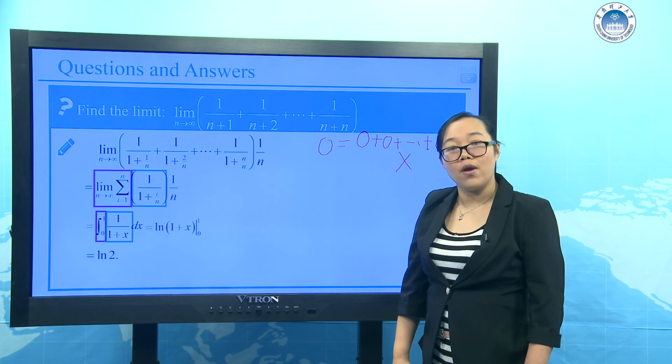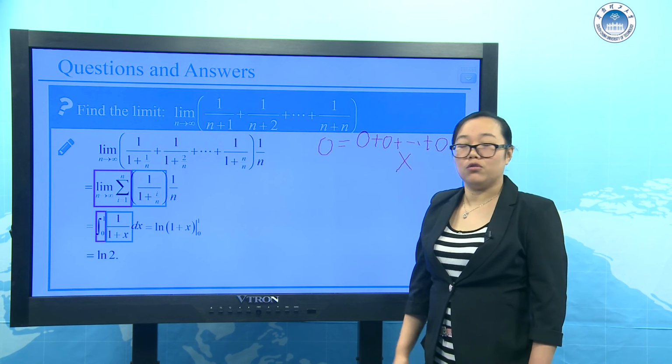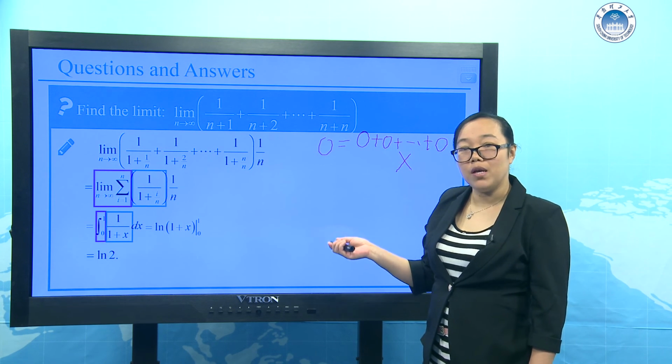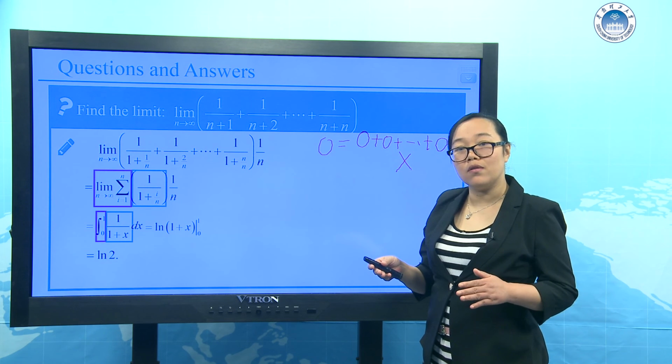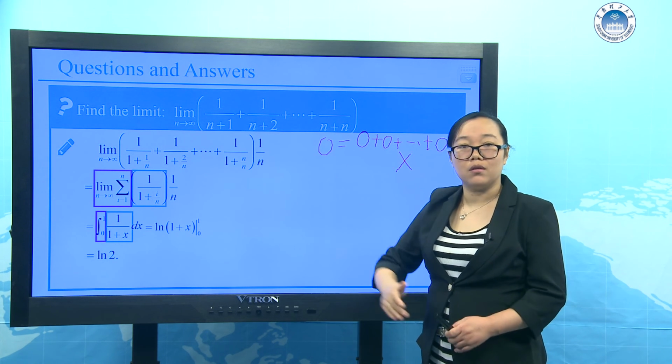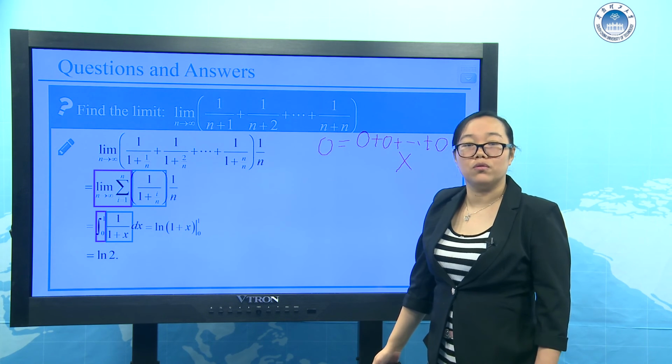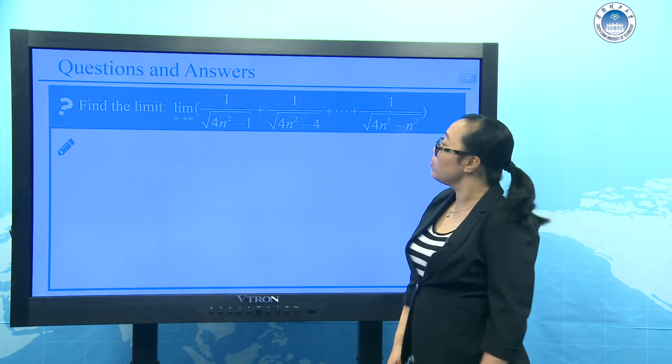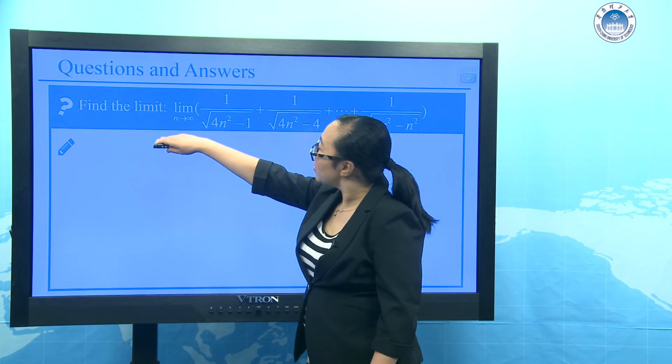It's our final limit. Try to understand the question: it means using the idea of the definite integral, try to find our limit. Now look at question 2. Question 2 means try to find the limit.